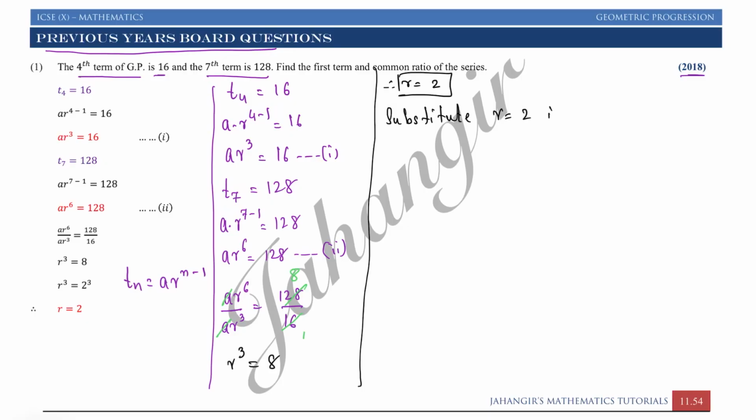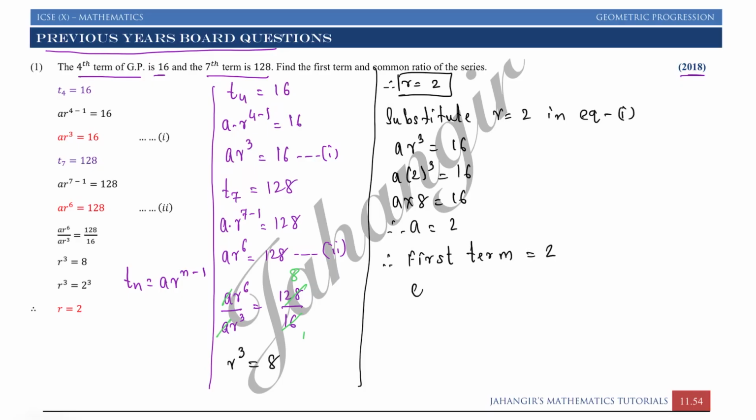r is equal to 2 in equation 1. So in equation 1 we have a r cube is equal to 16. A into r is 2, 2 cube, is equal to 16. A into 8 equal to 16. So therefore a is 2. So here I can write, so therefore just don't write a and r, write the full form. Therefore the first term is 2 and the common ratio is again 2. Hope you understood. This simple question was asked in 2018.